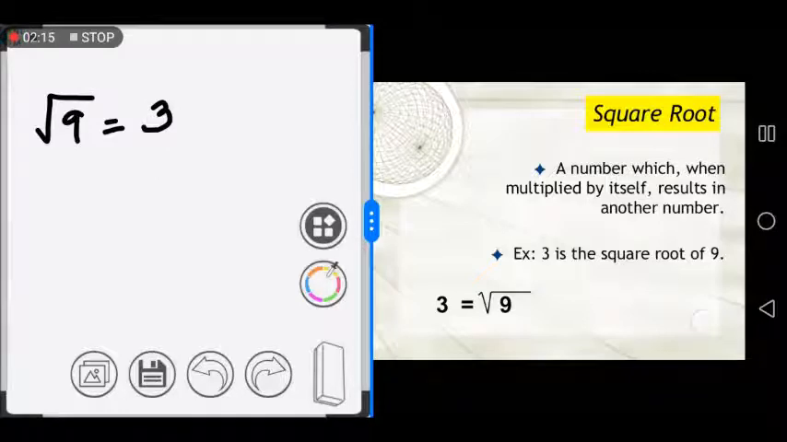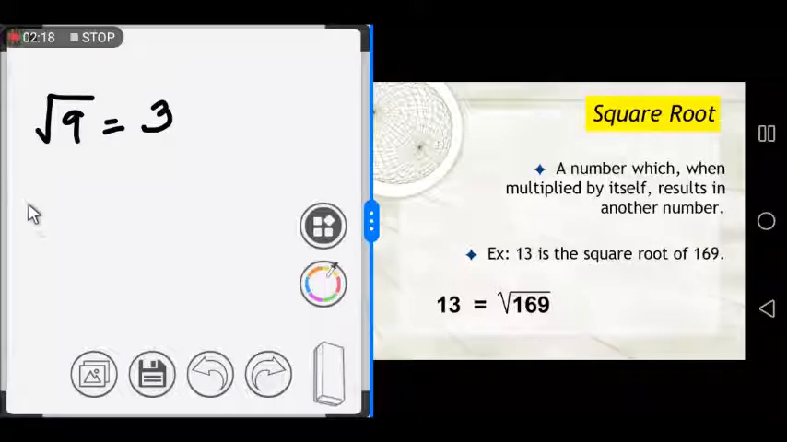Okay? So, kapag naman square root of 169, ano daw yung number na imumultiply sa sarili para lumabas yung 169? So, this one is equal to 13.